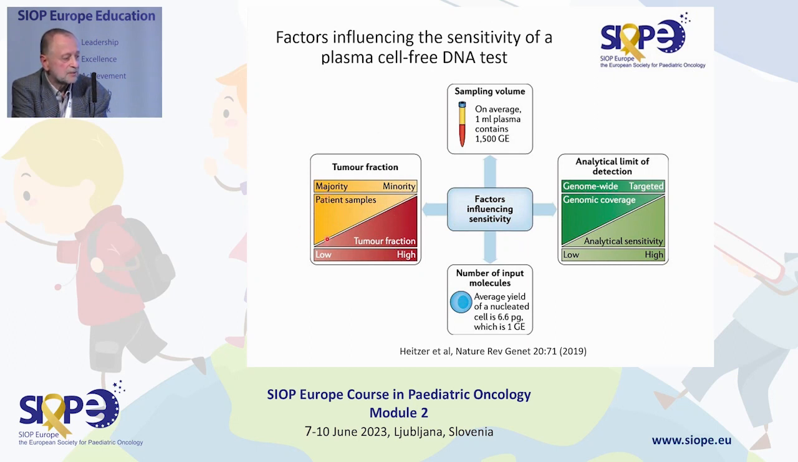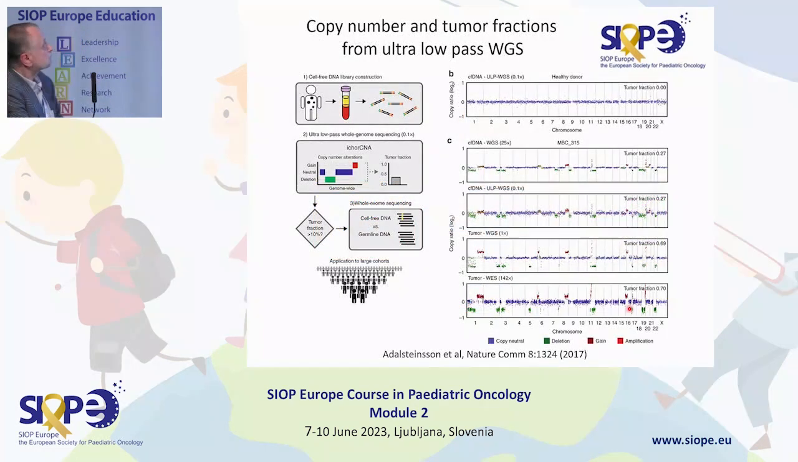And that depends very much on the patient sample, how big the tumor fraction is. The tumor fraction is not always aligned with the tumor size. So sometimes there are big tumors with less, or small tumors with more. And then there is the analytical limit of detection of genome-wide targeted sequencing, where you have the genomic coverage and the analytical sensitivity, which can be low or high.